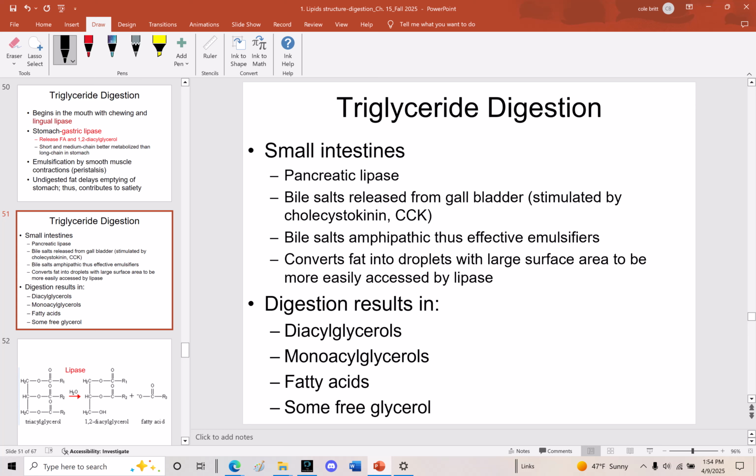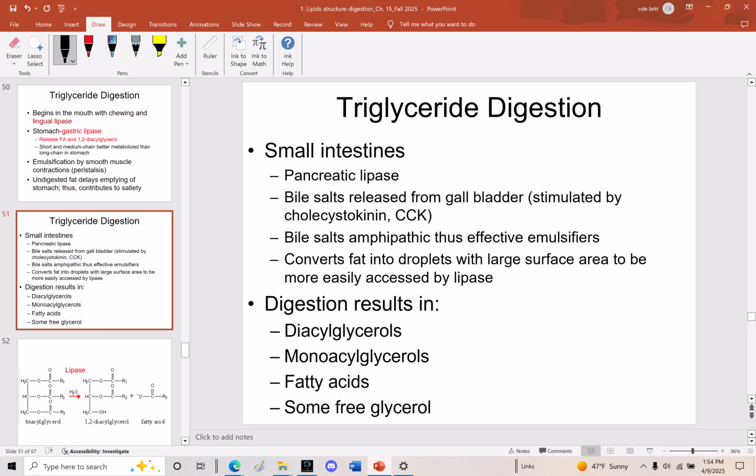And so these chains can be long, short, it doesn't matter. The triglyceride itself can have one chain that's short, one chain that's long and the other chain that's medium. That has nothing to do with what the fatty acid is. So the triglyceride will always just be called a triglyceride, but the fatty acid chains can be anywhere from 4 carbons long to 10 carbons long to 20 carbons long.